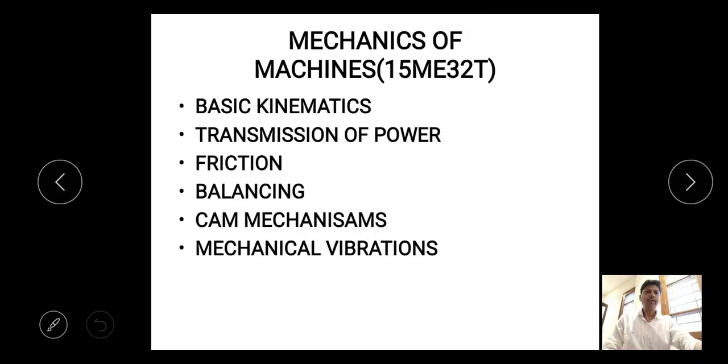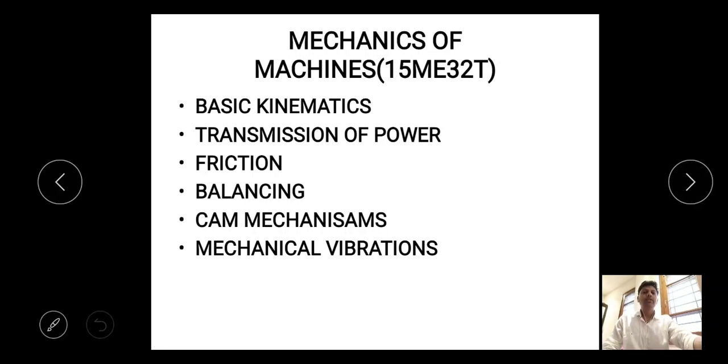Okay, so today we'll briefly discuss the syllabus of your subject and the marks weightage, and we'll discuss the different chapters. You have 6 chapters in this subject: basic kinematics, transmission of power, friction, balancing, cam mechanism and mechanical vibration. We'll briefly discuss what all these are.